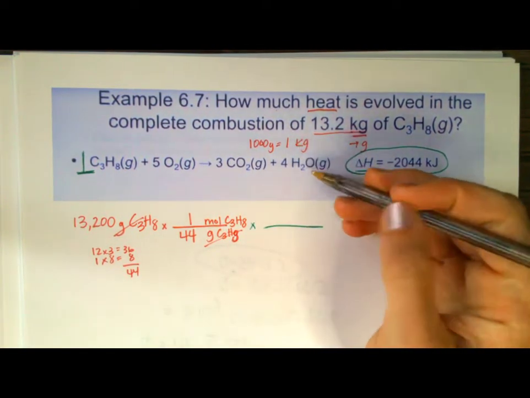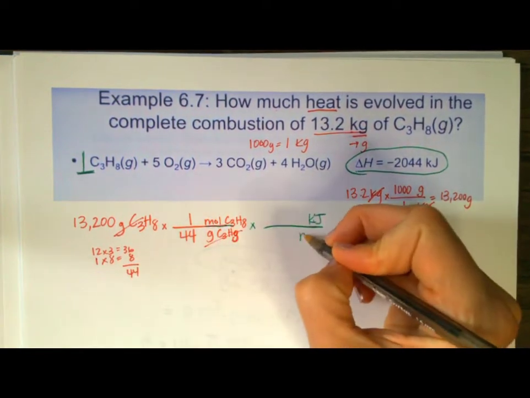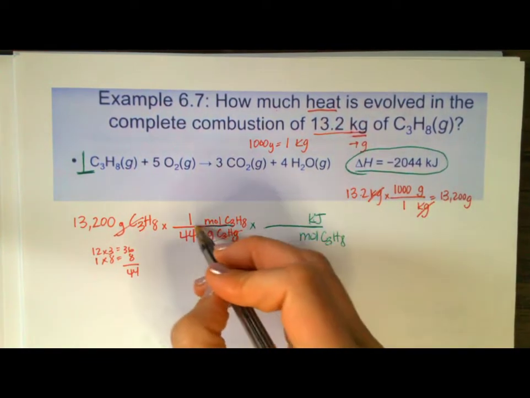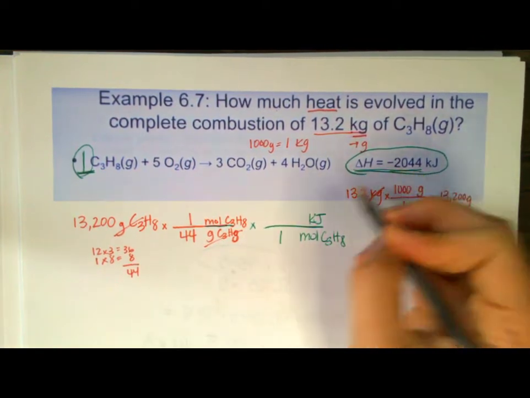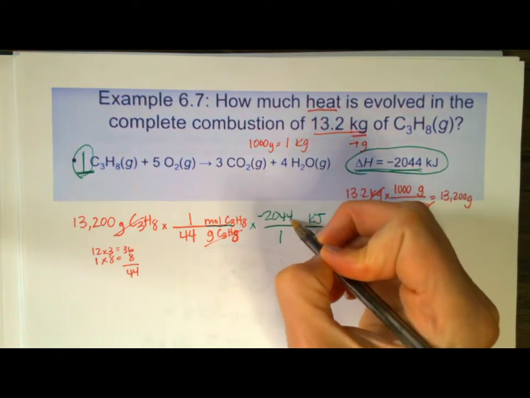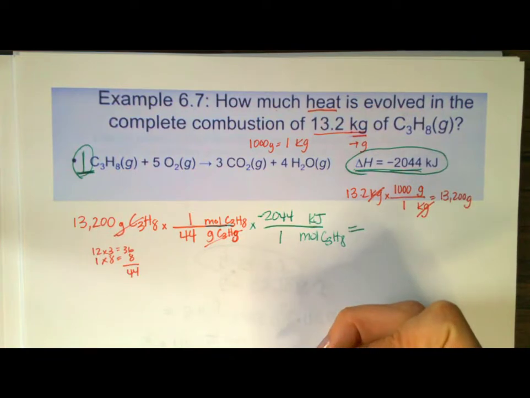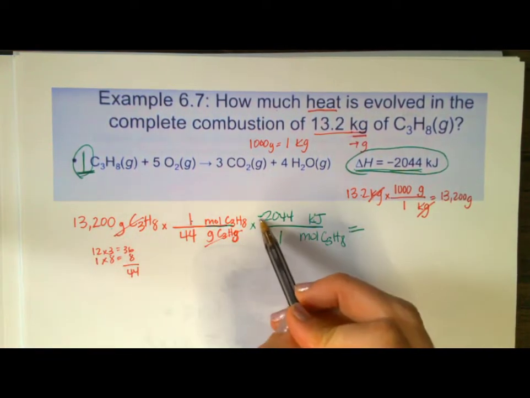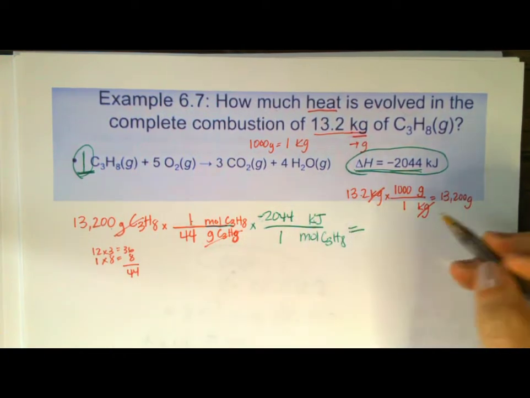So what do I want? I want kilojoules. What have I got? I've got moles of propane. And I know my ratio is 1 mole of that for every negative 2,044 kilojoules of heat. So now I just need to do the math. I need to do 13,200 times 1 times negative 2,044, all divided by 44.